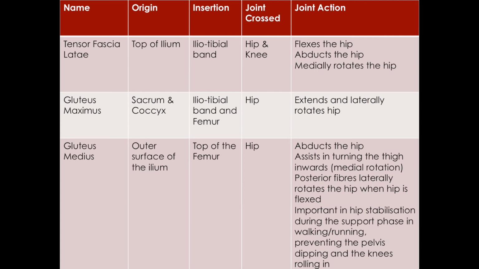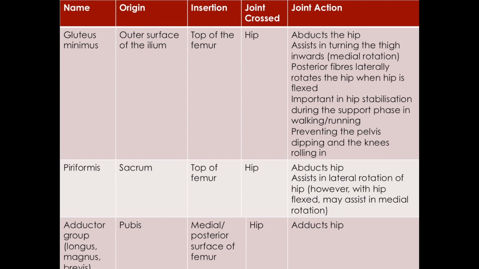The gluteus medius originates on the outer surface of our ilium. It inserts laterally on the top of the femur. It crosses the hip joint, and when it contracts, it abducts the hip. It also assists with medial rotation of our thigh, and the posterior fibers laterally rotate the hip when the hip is flexed. It's important for hip stabilization.